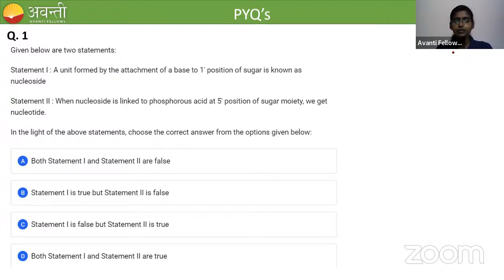So I'll give you 15 to 30 seconds to solve this question. You try for it and let me know the answer in the chat box. Let me know the answer in the chat box.